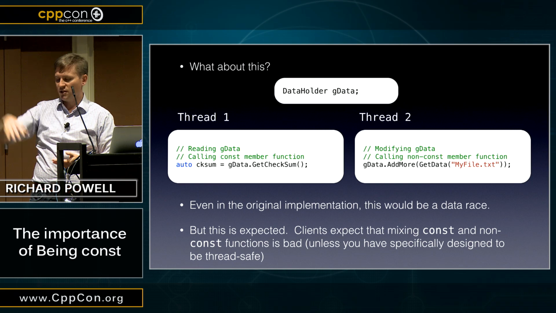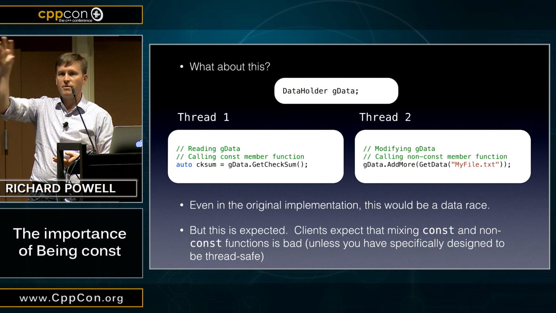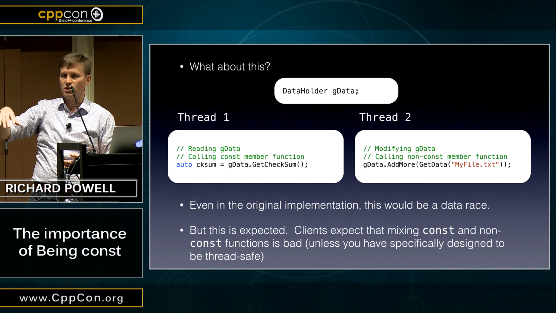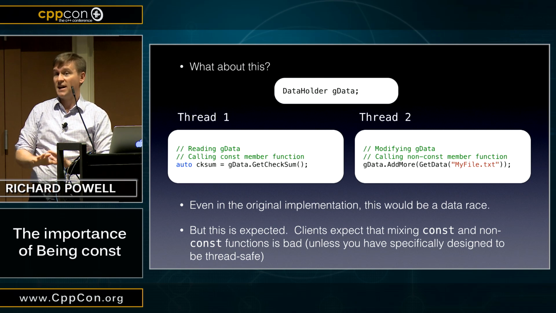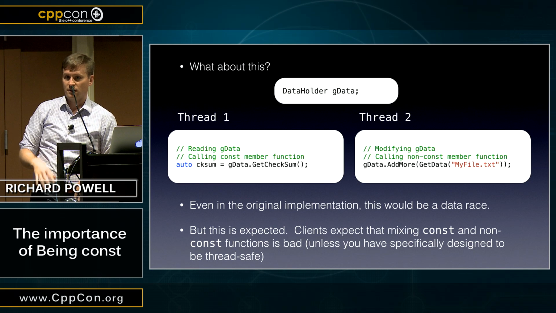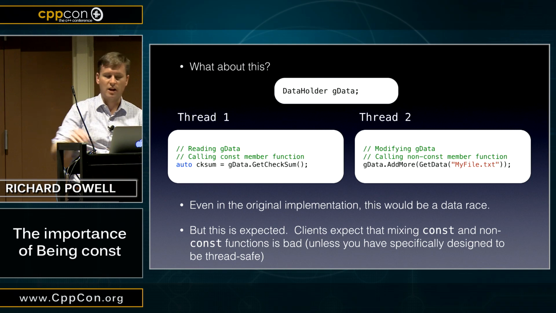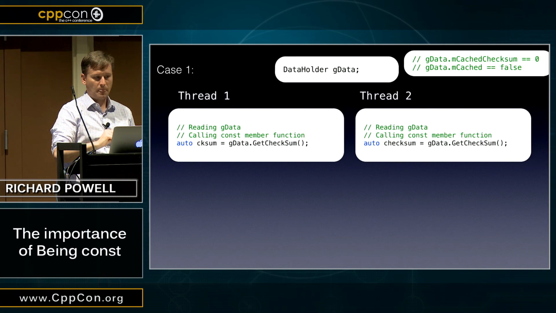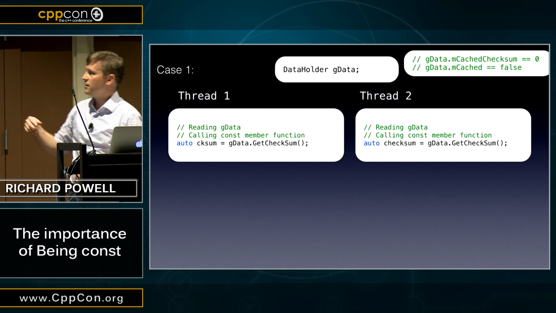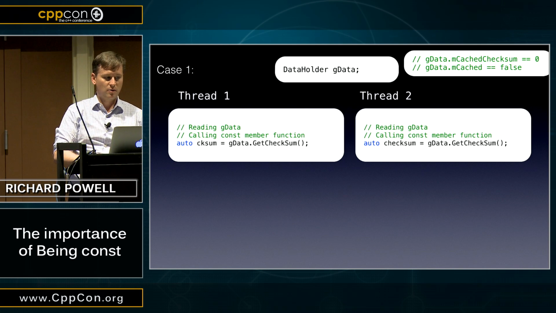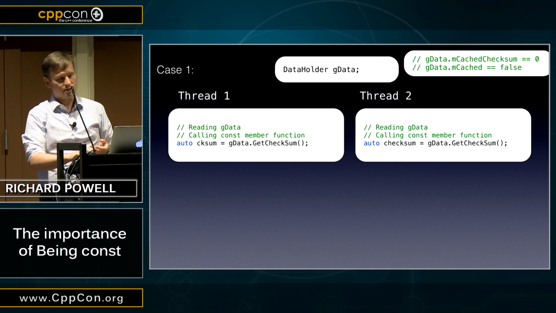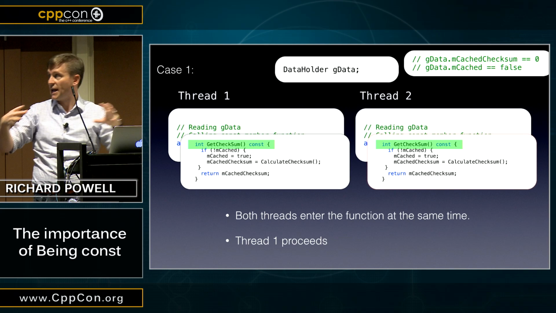But if you have 3 or 4 const member functions, and they're all const, and it is not thread safe, that's unexpected to the client. That's the point I'm trying to make. So let me illustrate the data race condition I said existed in that code, why I have some toxic code there. I'm going to call GetCheckSum on one, and GetCheckSum on the other, and let me expand what that would actually do.